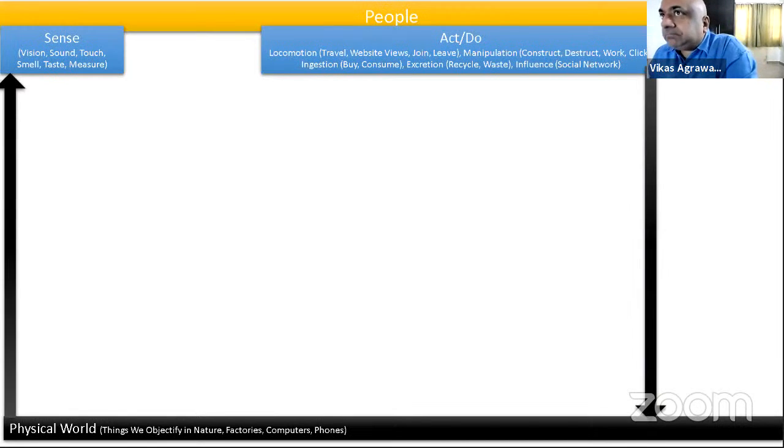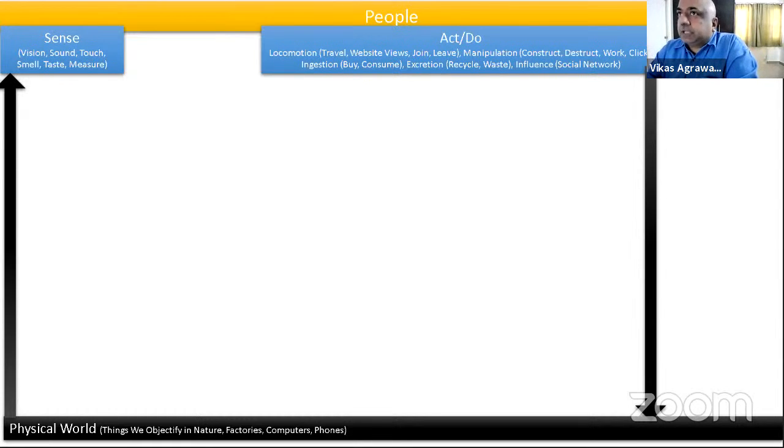So at the very bottom is what you would call the physical world, things which we objectify in nature, right? Could be elephants, could be cats, could be mountains, factories, computers, phones, anything. Right? Now, people sense these things and people manipulate these things. So people have these abilities. Sensing is cognitive. Acting, doing, is a cognitive ability.